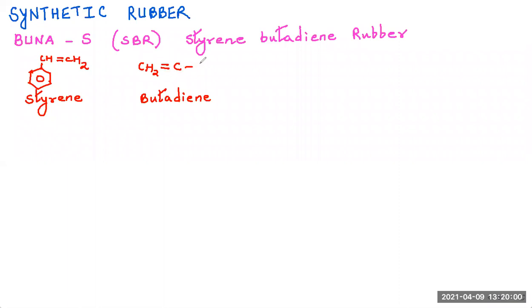CH2 double bond CH double bond CH2. So I specified now 1,3-butadiene, n molecules and n molecules. Okay? Yes, ma'am. Okay, let us proceed further now.